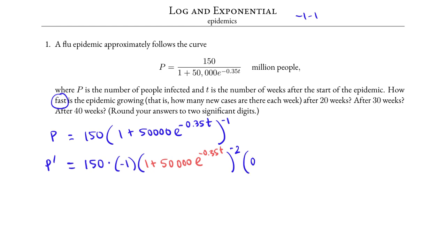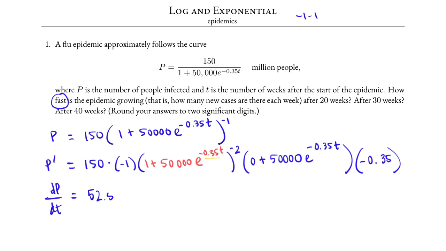The derivative of 1 is 0, plus 50,000 is a constant multiple, so we would rewrite it 50,000. The derivative of e to the anything is e to the same thing, so e to the negative 0.35 t. Negative 0.35 t is the function inside the exponential function, so we would need to multiply its derivative, which is negative 0.35. This is dp dt. If we simplify this, then we take 150 times negative 1 times negative 0.35, which will give us positive 52.5.